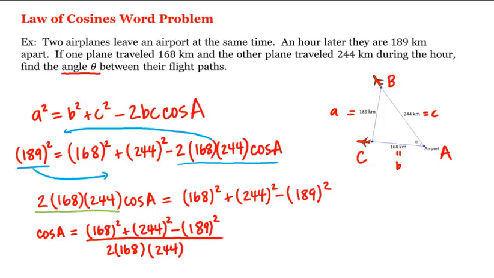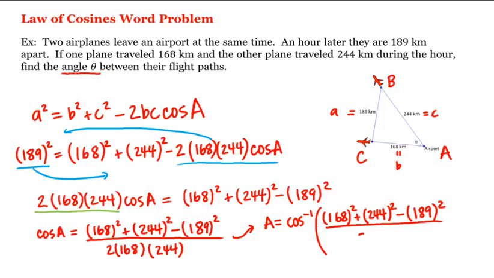Which means that A is the angle whose cosine is this ratio here. But moreover, since A is an angle in a triangle, it has to be between 0 and 180 degrees. That is, A is equal to inverse cosine of this whole ratio: 168 squared plus 244 squared minus 189 squared, divided by 2 times 168 times 244.